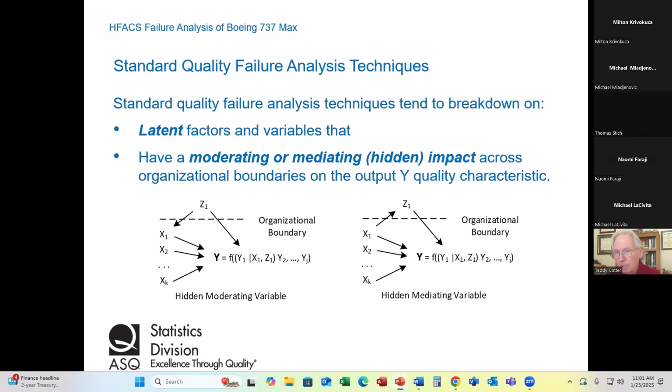Standard quality failure analysis techniques tend to break down on latent factors and variables that have moderating or mediating hidden impact across organizational boundaries on the output Y quality characteristics. On the left, for those of you who are familiar with moderating and mediating regression, these are standard diagrams. We have the moderating hidden variable and the Y equals f of x transformation. In this case, the moderator jointly affects at least one of the x inputs and at least one of the Y outputs.